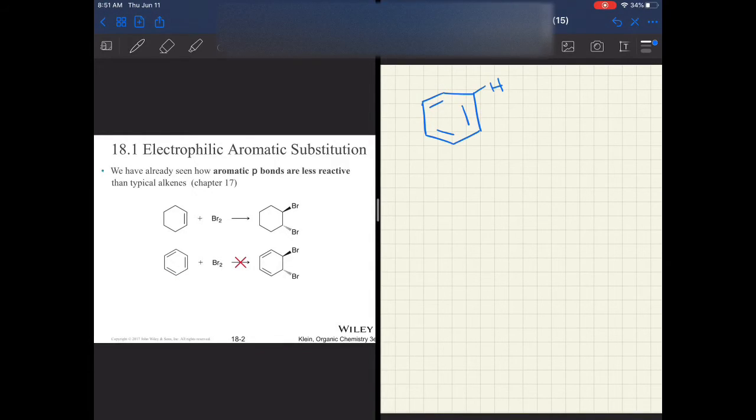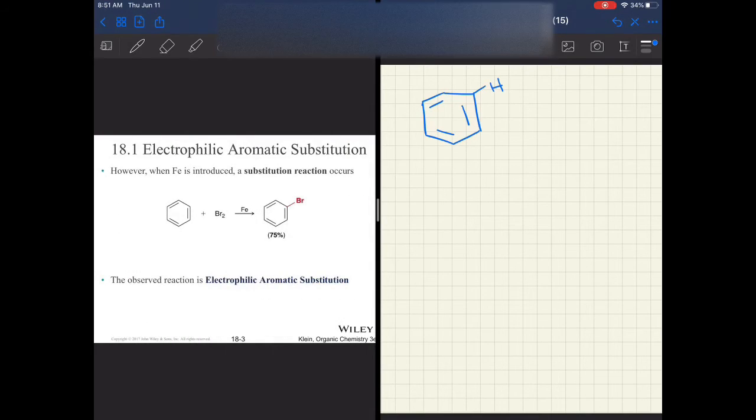So we have to, what's a good way to say this? Be a little more creative. So what we find is that if we have a certain kind of catalyst, we can get this to react. Now, it doesn't react as an addition because we still want to maintain aromaticity at the end. It's hard to break aromaticity.